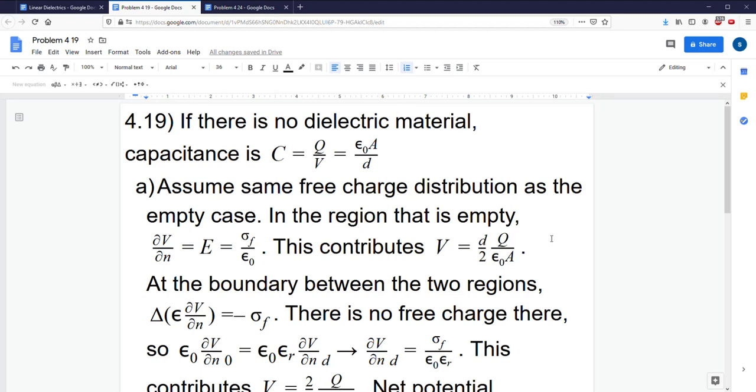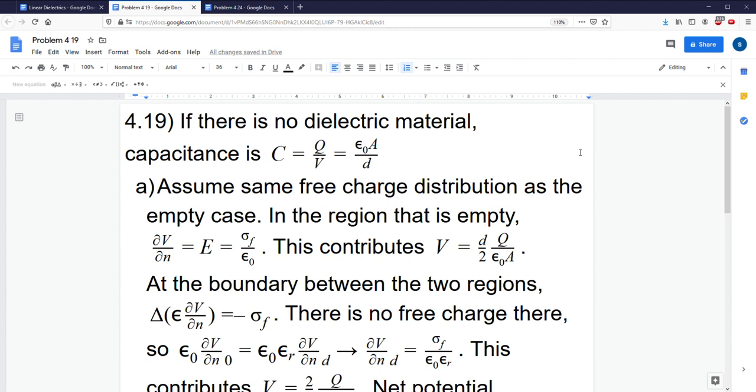Problem 419 on page 191. To start, let's recall from Physics 2 that the capacitance of a parallel plate capacitor is given by epsilon naught A over D.